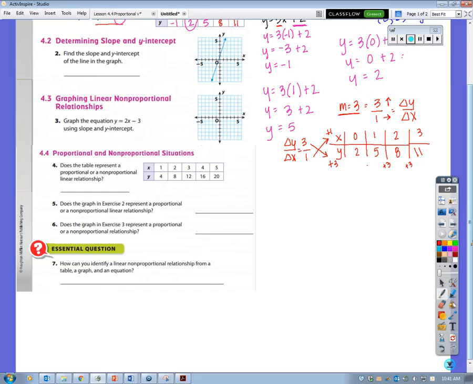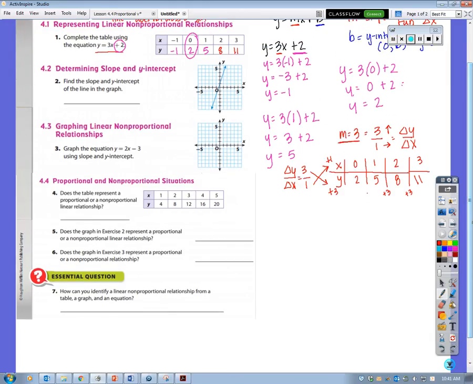So now we're going to go ahead and look at question number 2 for 4.2, determining slope and y-intercept. And we're going to find our slope from this graph, which means we're going to find our rise over run, which is our vertical change over our horizontal change.